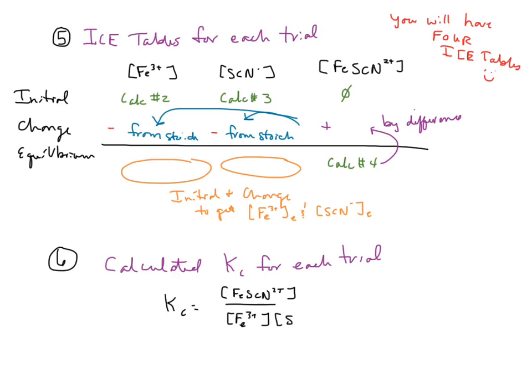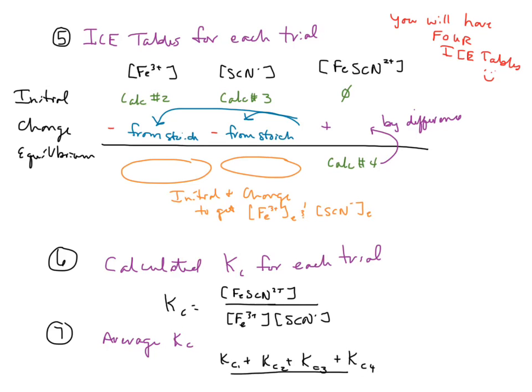Then, number 6, you're ready to plug those equilibrium concentrations for each of your trials back into your equilibrium constant expression, where it's just the product equilibrium concentration raised to its stoichiometric coefficient, which is 1, divided by each of the reactants raised to their stoichiometric coefficients. So you'll have 4 Kc values. And then that brings us to number 7. Number 7 is just to get the average of those 4 values. So you add them together and divide by 2. Oops, divide by 4.